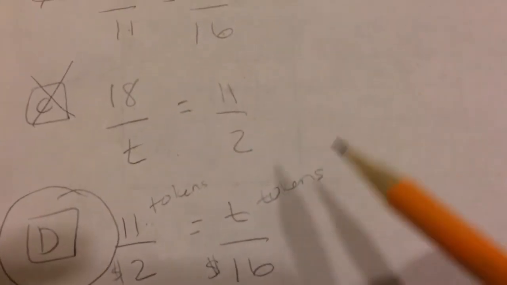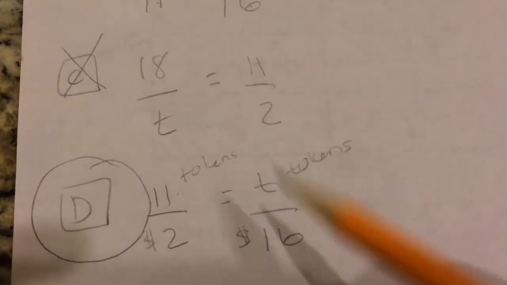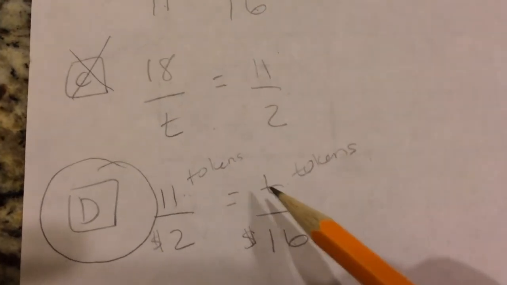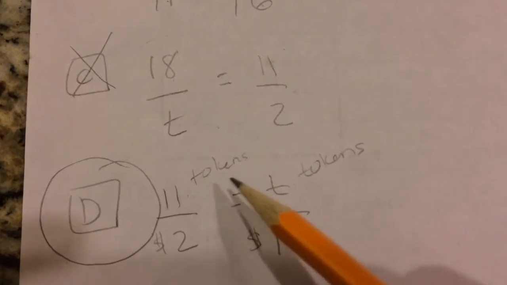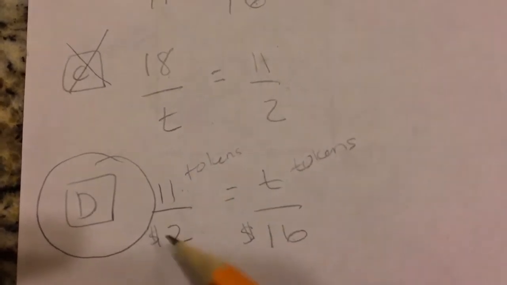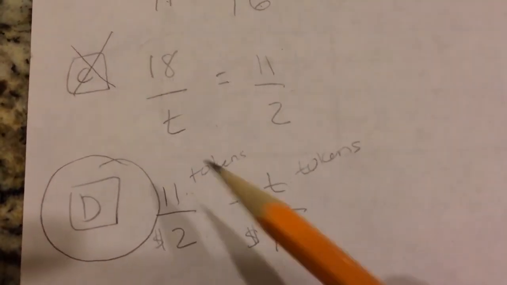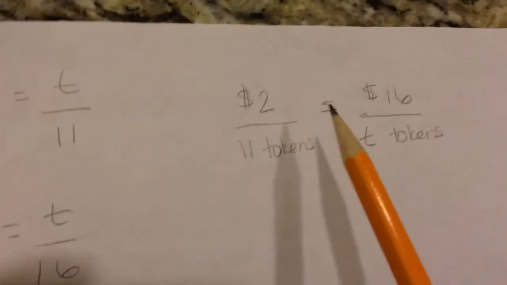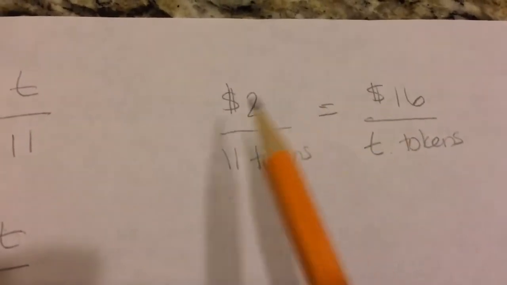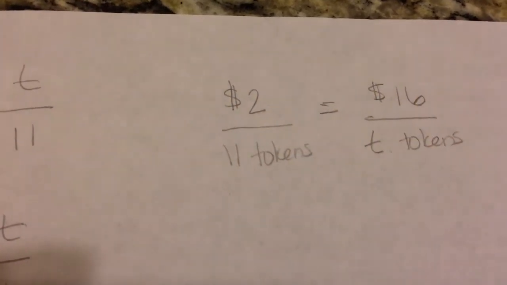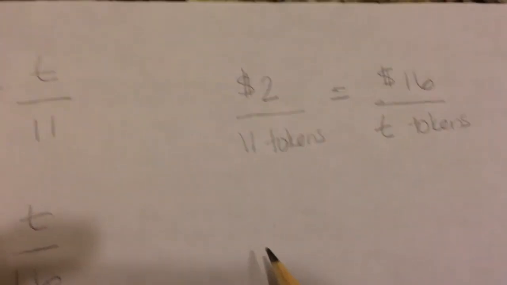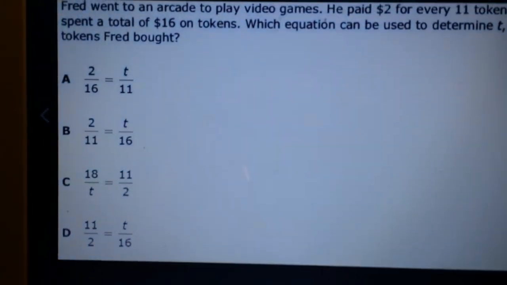It isn't written the way I did it, but it still matches up because it doesn't matter what's on top or what's on bottom as long as they match. Tokens and tokens, money and money. They match, works. Up here, what I did, this time money's on top, tokens are on bottom, but they still match. So it works. So that's our question, and our answer was D.